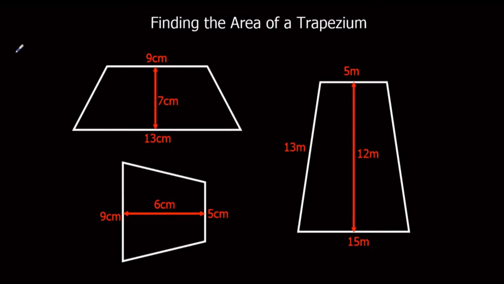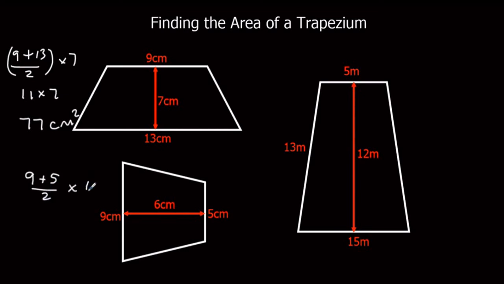Okay, so the first one, we should have 9 plus 13 over 2 times 7. 9 plus 13 is 22. Half of that is 11. So 11 times 7, that's 77. In this case, it's centimeters squared. Here we've got 9 plus 5 over 2 times 6. 9 plus 5 is 14. Half of that is 7. So 7 times 6, and that's 42 centimeters squared.